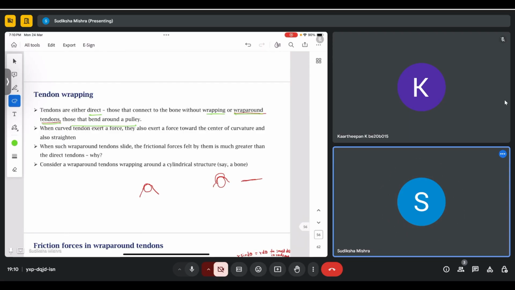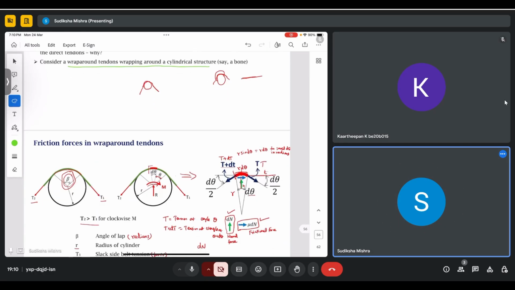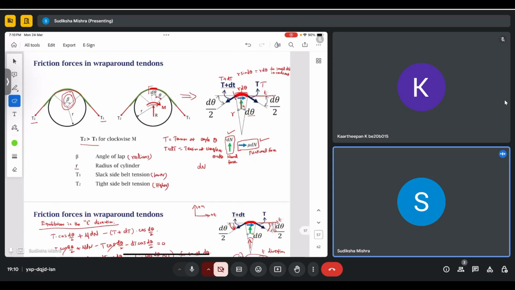And for modeling assumptions, it's assumed that wraparound tendons are wrapped around a cylindrical structure, say for example a bone or another muscle.